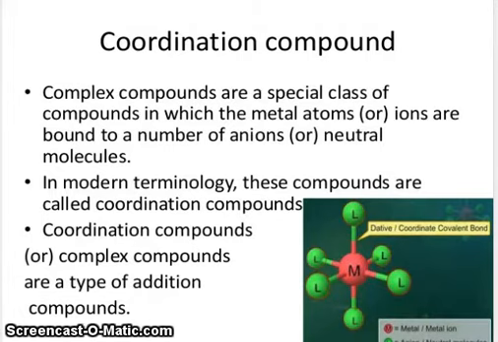You know friends, in modern terminology, these compounds are called coordination compounds. Coordination compounds, or complex compounds, are a type of addition compounds. You can look at this picture and you can see here the dative or coordinate covalent bond. In the center is the metal ion, and the green one is the ligand.